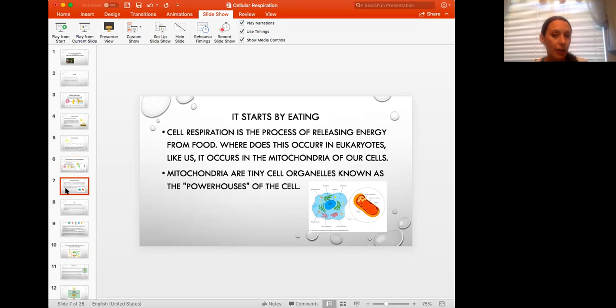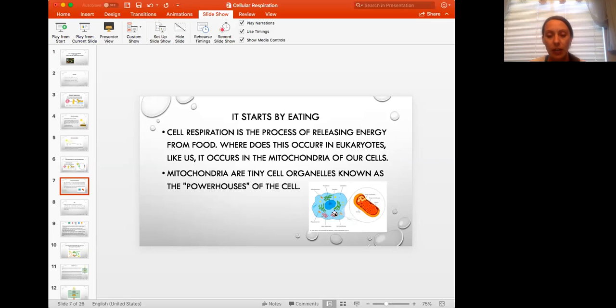Well, where does this occur? Because we don't just see it, right? It occurs inside our bodies. It occurs in our cells. It occurs in what we call the mitochondria, which is an organelle in a cell. This is known as the powerhouse. Think of it like an energy plant. It's a powerhouse because that's where the energy is created or produced or transferred. So we take that sugar, and it gets transferred into a usable form that your cells can use in that powerhouse.